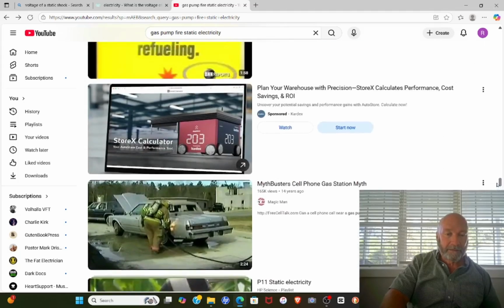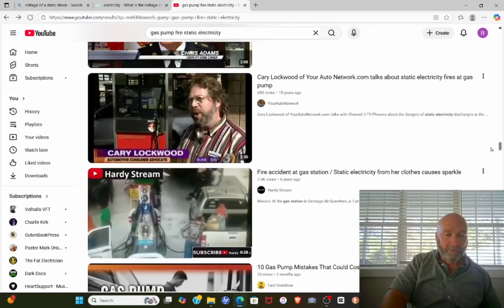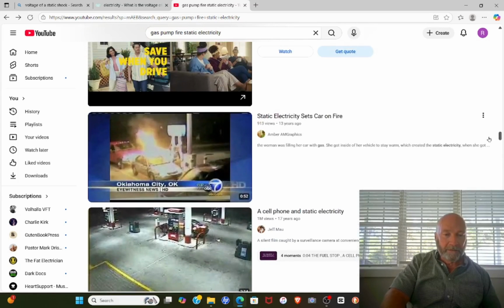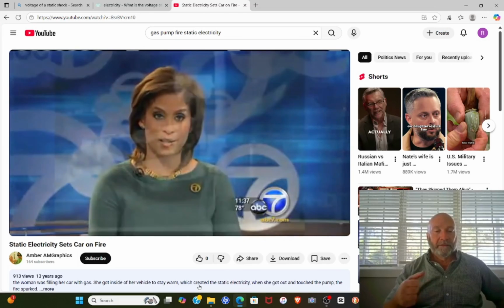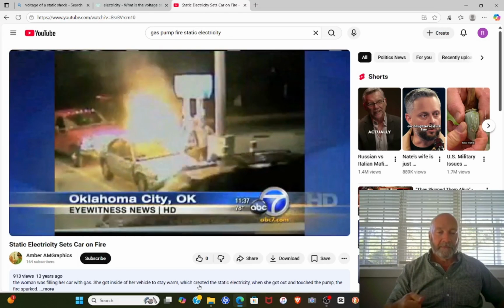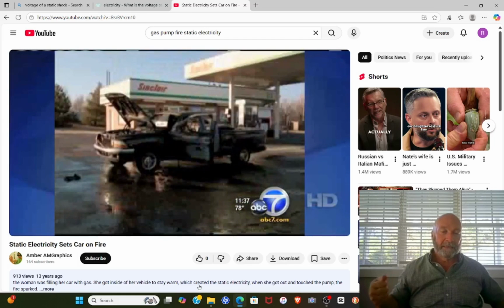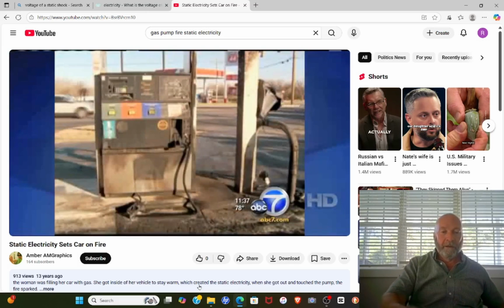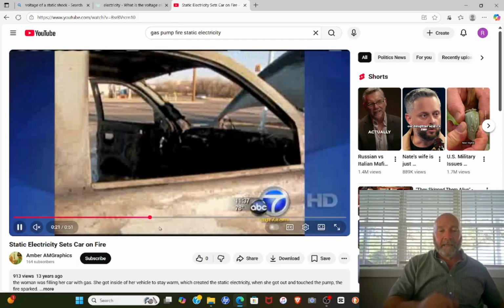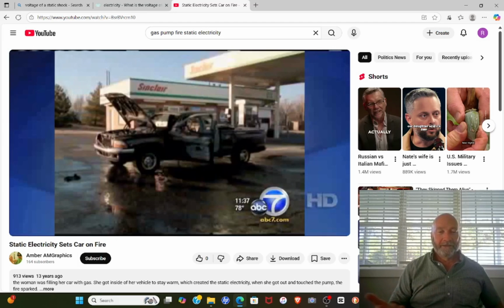Let me find another one. I'm skipping over one specifically. Here we go. Static electricity sets car on fire. So again, the person grabs the gas pump, and your initial thought is, I got to get the gas pump out of the port in my car, right? And the problem is the gas is still spraying. So as you pull that thing out, you hose your car down, and next thing you know, the entire gas station is on fire.